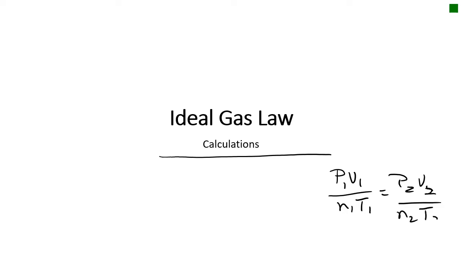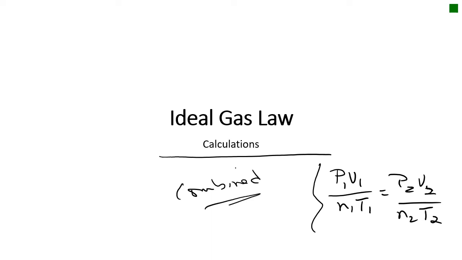So we have looked at what gases are, and we've looked at calculations involving pressure, temperature, volume, and number of moles. And we've got some gas laws, of which the most probably important is the combined gas law, because it contains the rest of them. And we know that we have P1 V1 over N1 T1 is equal to P2 V2 over N2 T2. Now, this is the combined gas law.